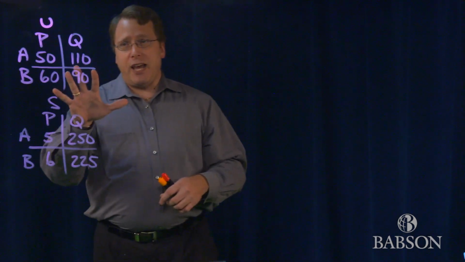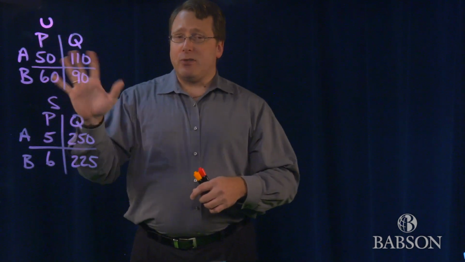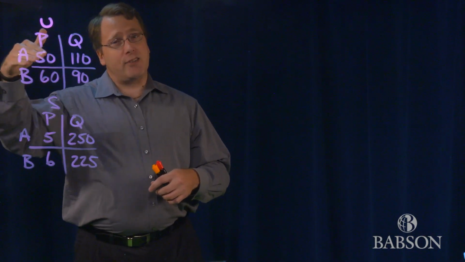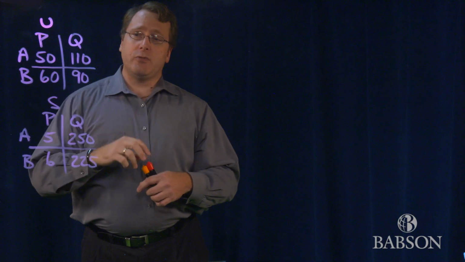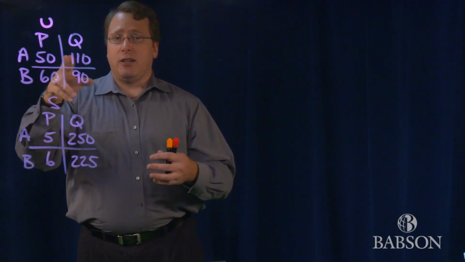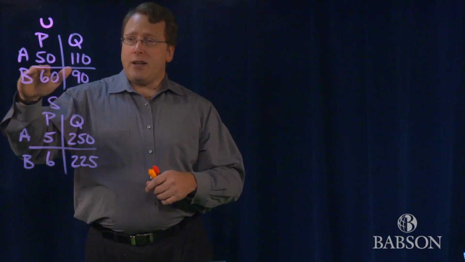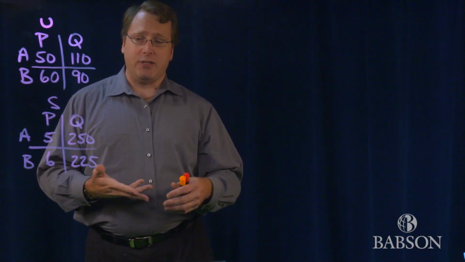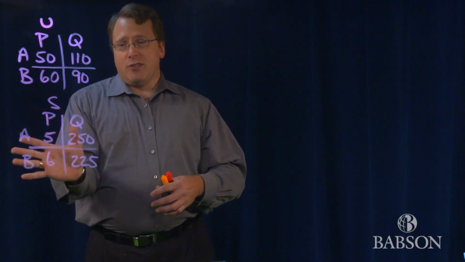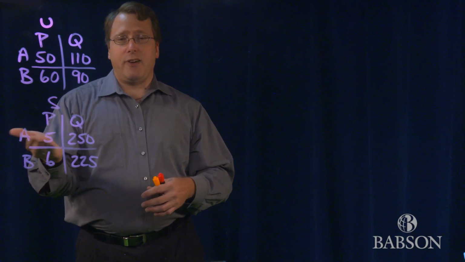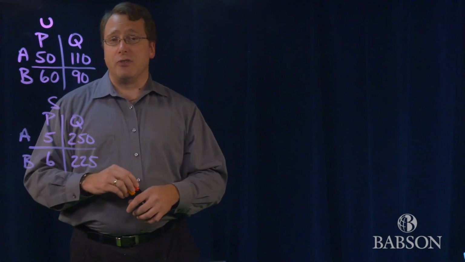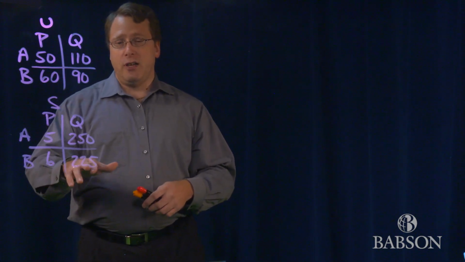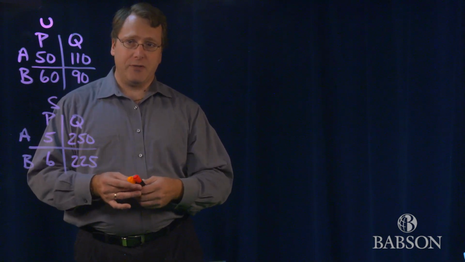And so here what we have is some sample demand. Right? So point A for an umbrella at a price of $50, consumers would be willing and able to buy 110 units. At a price of $60, consumers would be willing and able to buy 90 units. And then for sunscreen, we see that at a price of $5, consumers want 250 units, and at a price of $6, consumers would want 225 units.